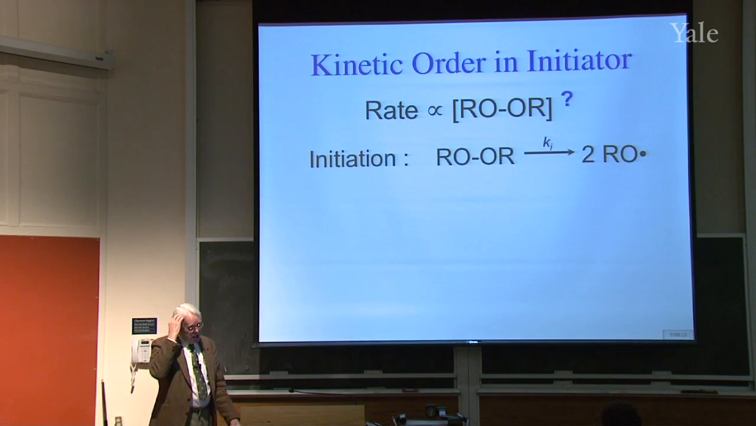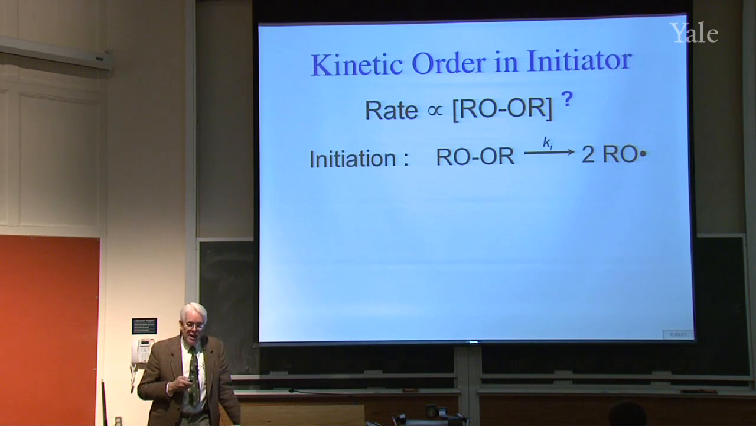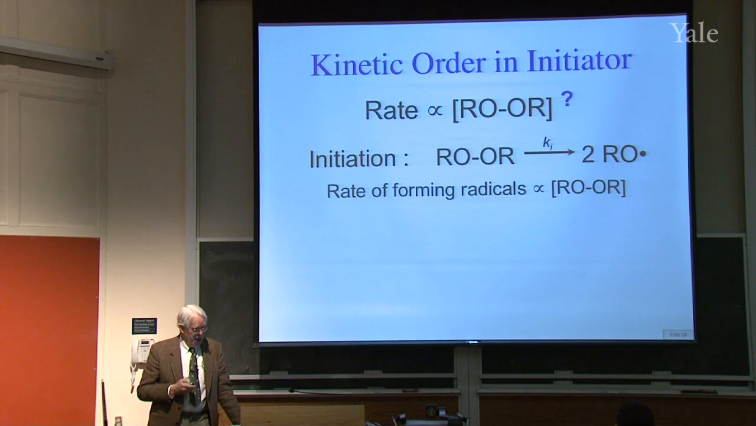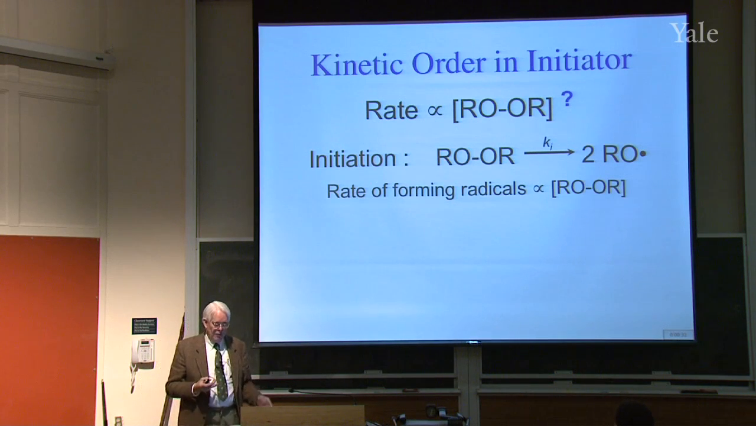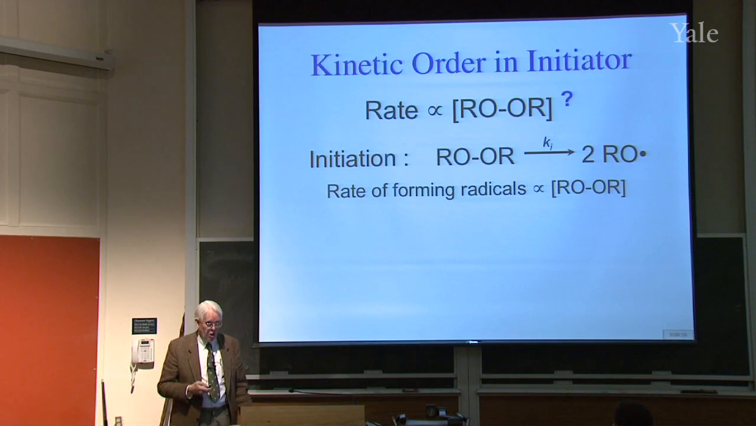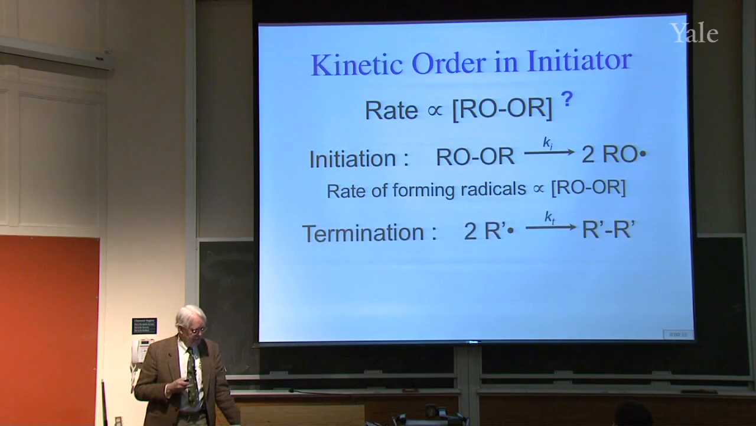So the initiation indeed depends on how much initiator you have, and it has a certain rate constant for initiation to give those radicals. And the rate of forming radicals is therefore first order. It's proportional to the concentration of the precursor.